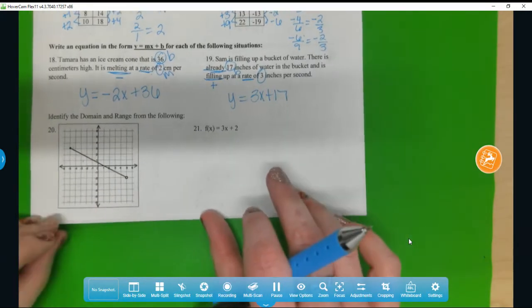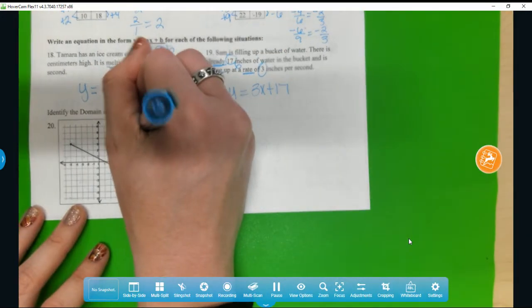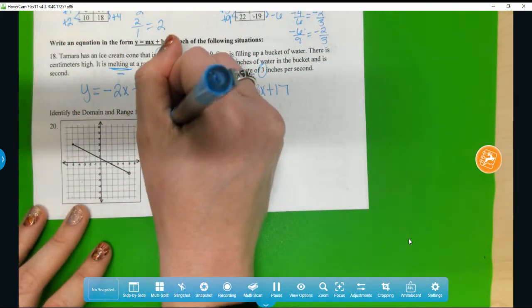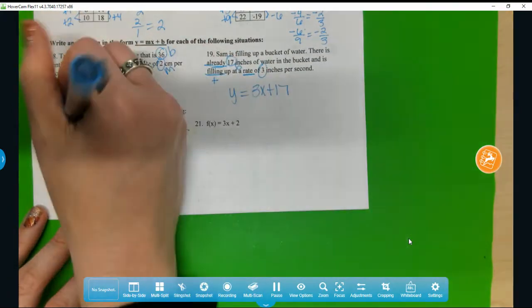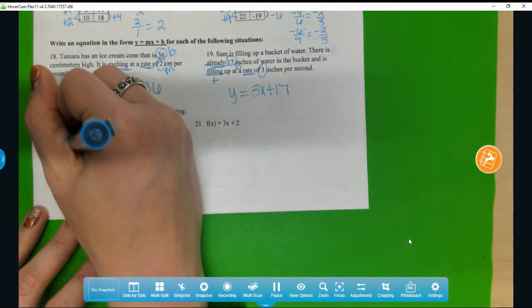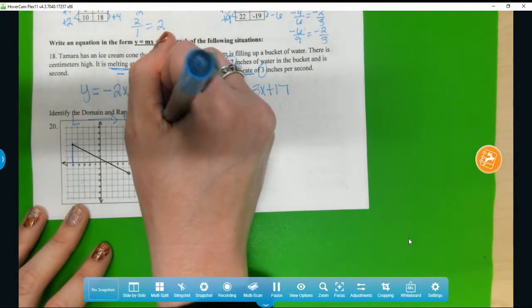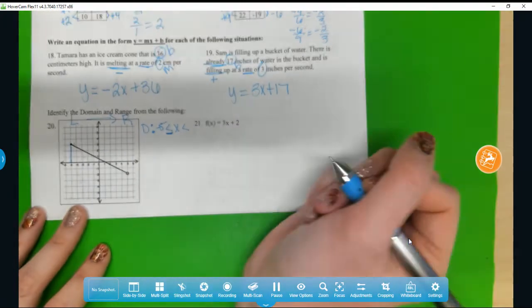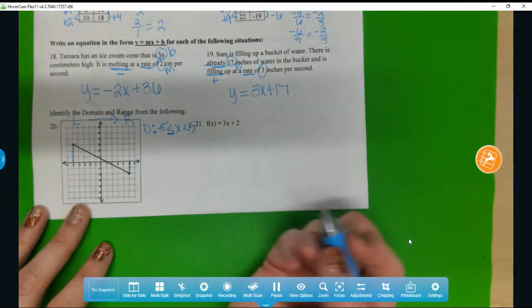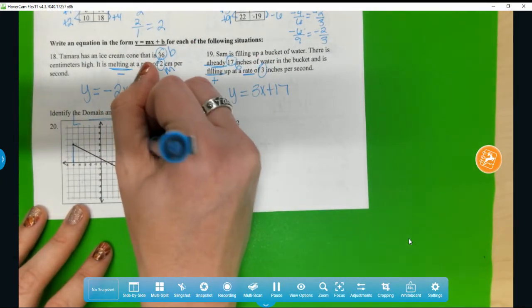All right, remember domain is our x. There's no arrows here, so we're going to go ahead and set up our inequality, and we're going from left to right. So on the left, we look at the x, we have negative 5. It's closed, so we need a line. To the right, we have positive 5. It's open, so we don't need a line.